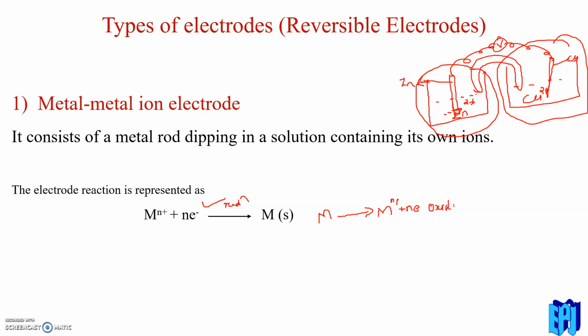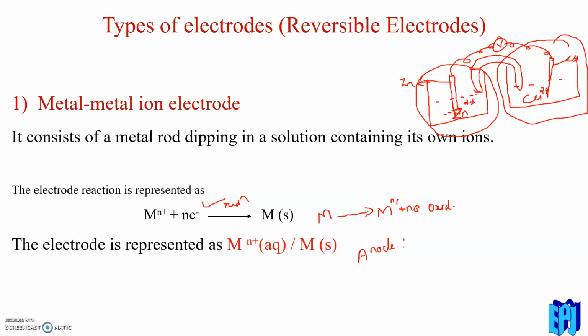When a question is asked about a particular electrode, you need to write the following things. The first is how it is constructed. The second is how the reaction is represented. The third is how the electrode is represented. For this type of electrode, if it is a cathode, we write M^n+ | M, and if it is an anode, we write M | M^n+. First the metal, then the ion.